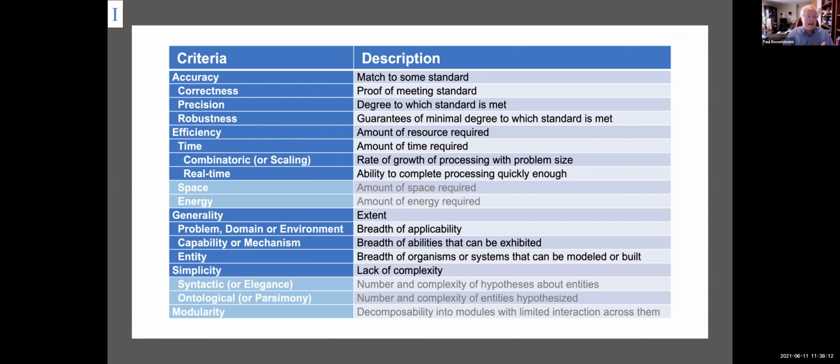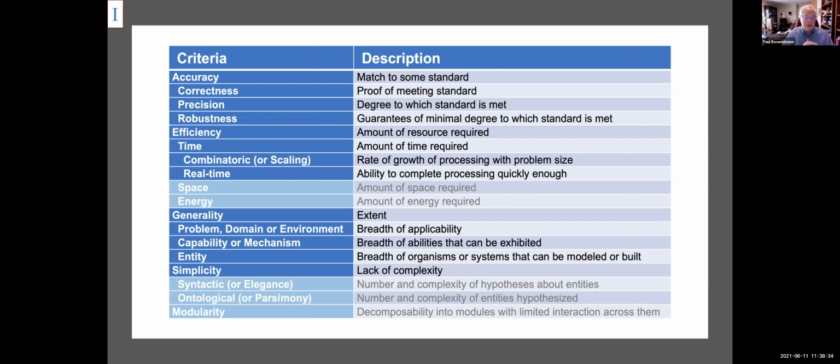And here I've got it divided up into 3 types. Whether you can prove you meet a standard, the degree to which the standard is met, or guaranteeing a minimal degree to which a standard is met. And those are labeled correctness, precision, and robustness. You could think of optimality as being a 4th perhaps, but that's not listed here.